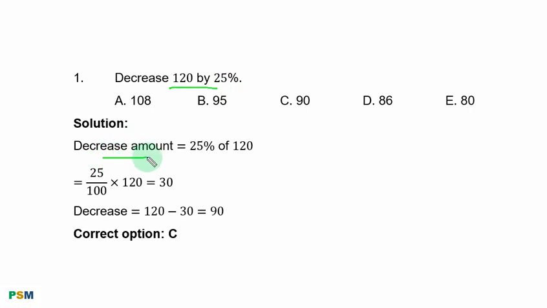You subtract it from 120. So you have the decrease amount to be 25% of 120, which can be expressed in this form, and you have 30. The decrease becomes 120 minus 30, and that is 90. The correct option is C.